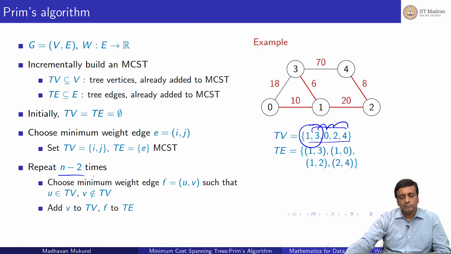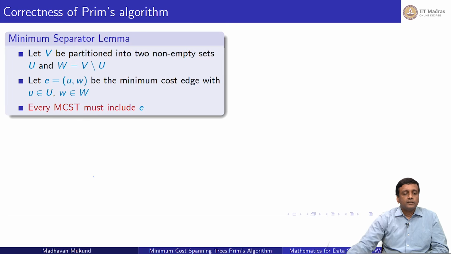So this seems a little bit, I mean, on one side it seems reasonable, on the other side one might ask, why is this going to work? I mean, why does this particular strategy actually guarantee me the smallest tree overall, right? So to do this, let's prove a small graph theory fact called the minimum separator lemma.